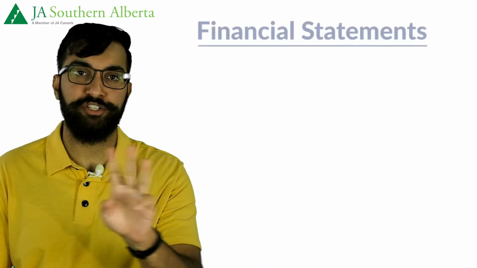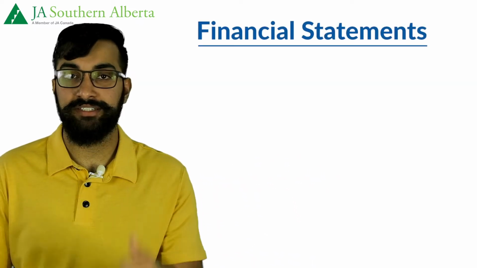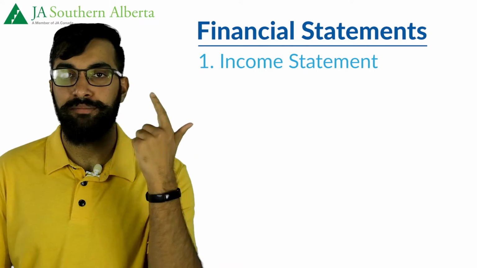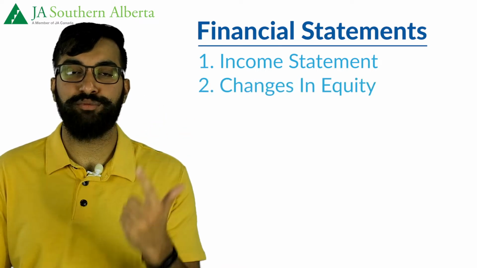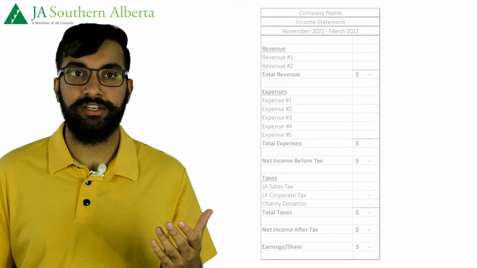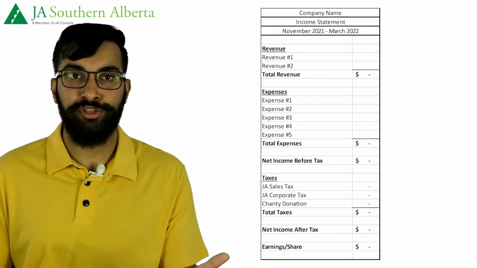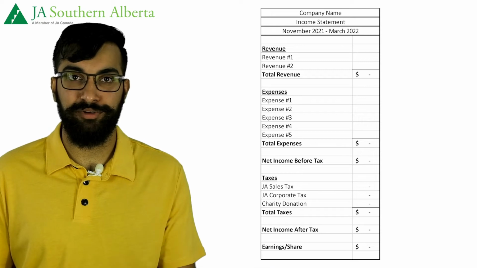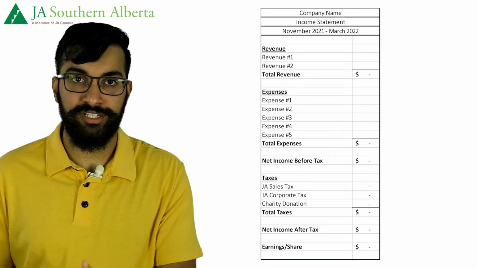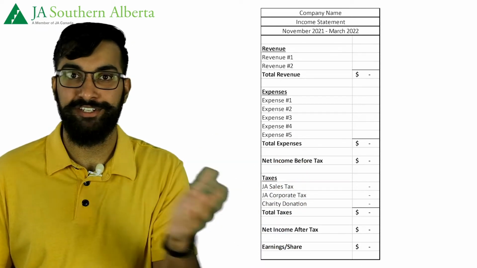In the company program, we focus on three major financial statements. That's the income statement, the statement of changes in equity, as well as the balance sheet. The income statement shows whether or not we made a profit in our company. At this point, you know that you've got to spend money to make money, and what the income statement shows us is whether or not you made more money than you spent.